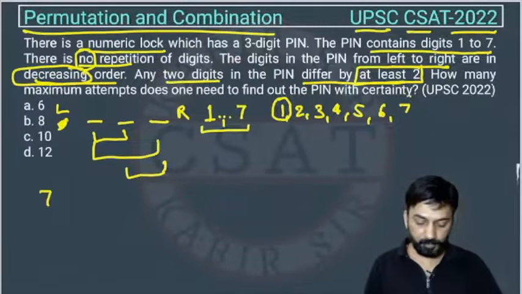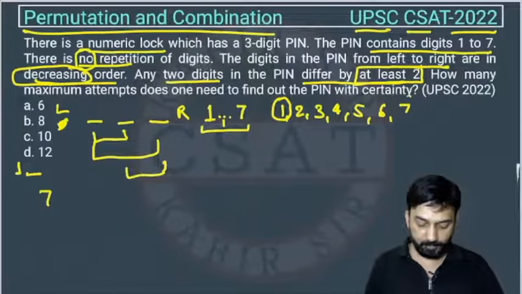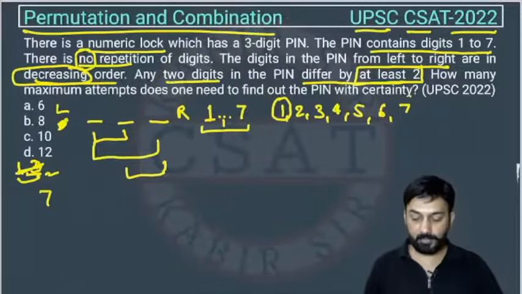Because if the password is starting with 1, then the second term will be 2 or 3. Suppose 3, the difference is 2, this condition is getting satisfied, but they are not in decreasing order, they are in increasing order. So this is not possible. So we are starting with 7, from the back side.